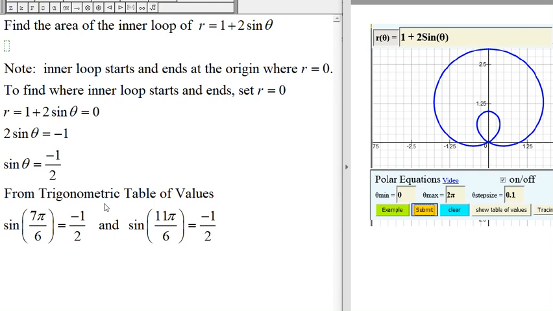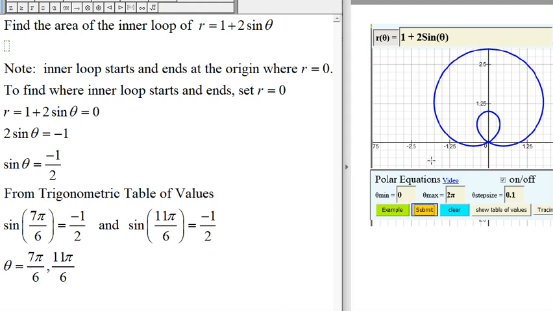If we go to a trigonometric table of values, we will find that sine of 7 pi over 6 is negative 1 half, and that sine of 11 pi over 6 is also negative 1 half. So what this tells us is that theta is equal to 7 pi over 6 and 11 pi over 6.